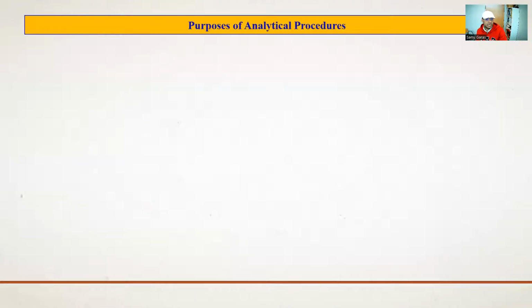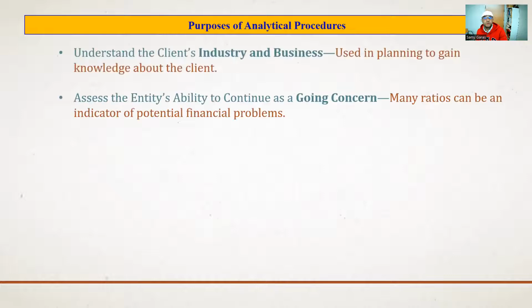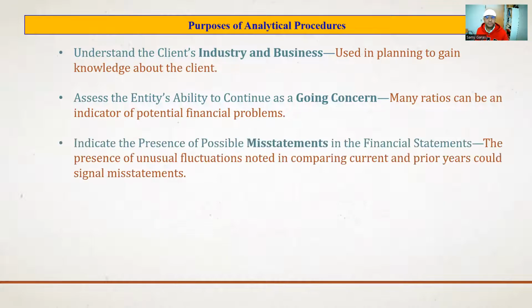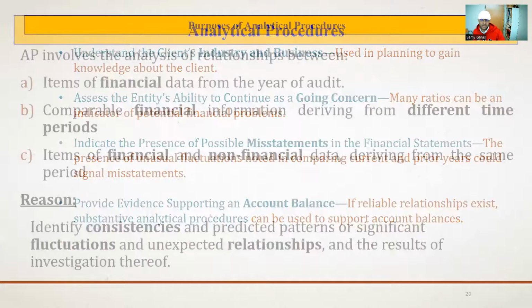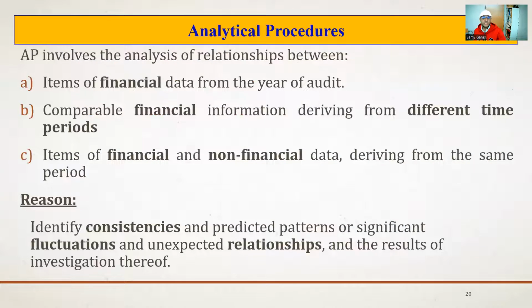The purpose of the analytical procedure, and this is the fourth one in the substantive tests, first of all, it will help the auditor to understand the industry. It will assess the going concern of the client. It means whether the client will be able to survive one more year or not. It will indicate the presence of possible misstatement, if there is a misstatement, and it will provide evidence for the account balance.